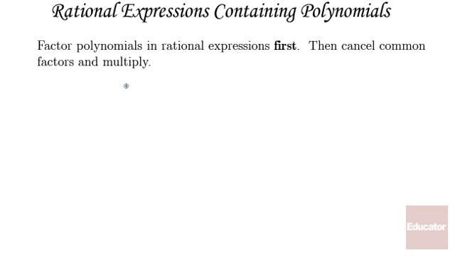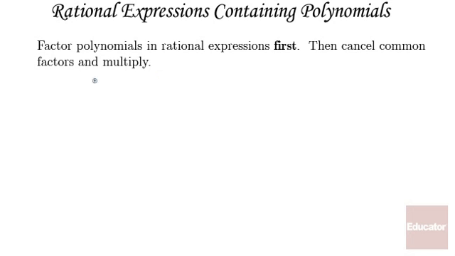If you're working with rational expressions that contain polynomials, factor the polynomials in the rational expressions first. Then cancel the common factors and multiply. Again, the purpose of this is to give you something simpler to work with. What you're doing here is really simplifying, and you're going to be multiplying then some expressions that are less complex and easier to work with.